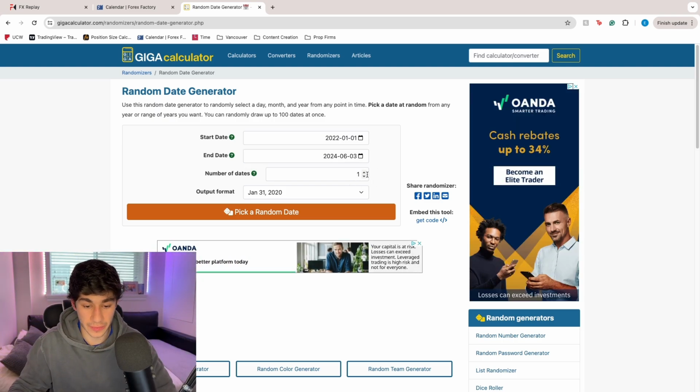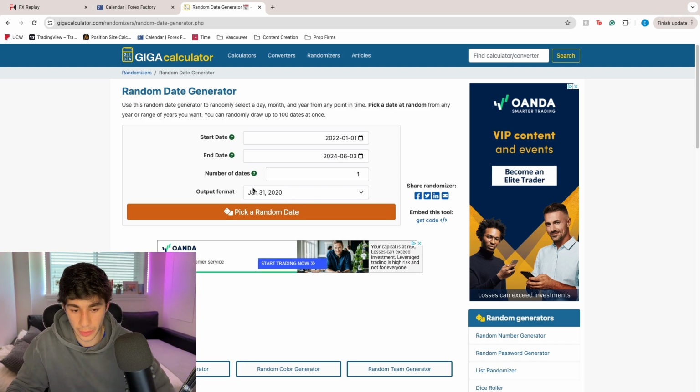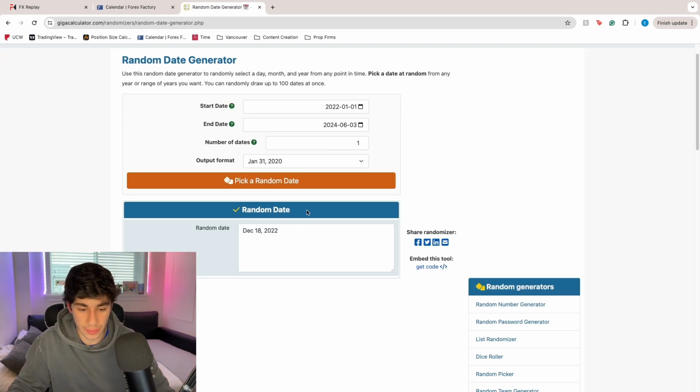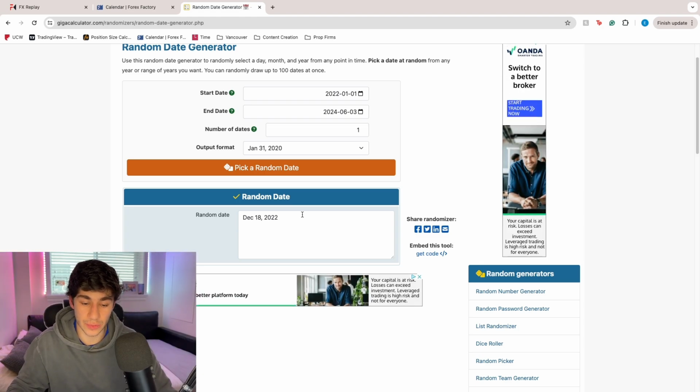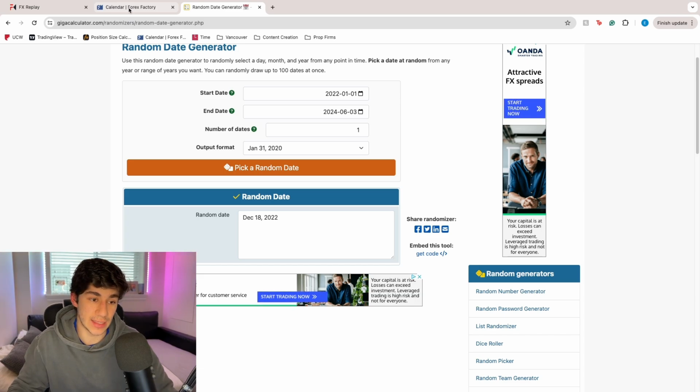And for number of dates, I just want one output format like this. So now let's see what random date we have. Okay, so it's going to be from December 18 of 2022 till February 18, 2022.